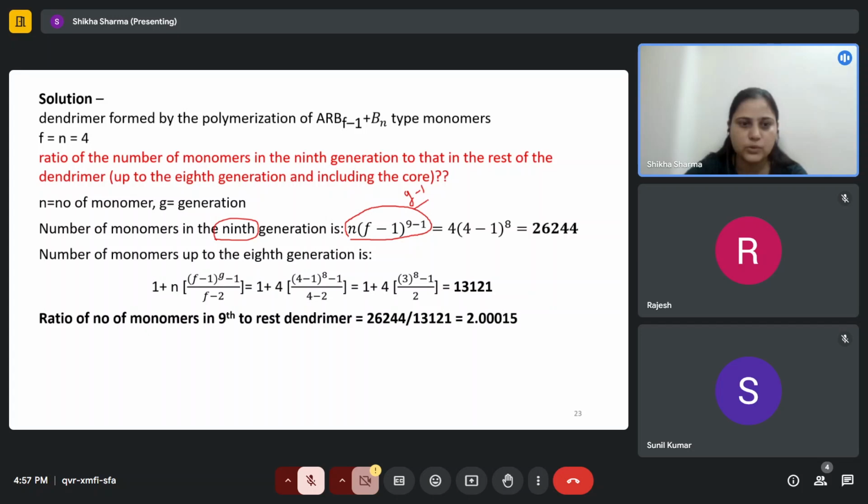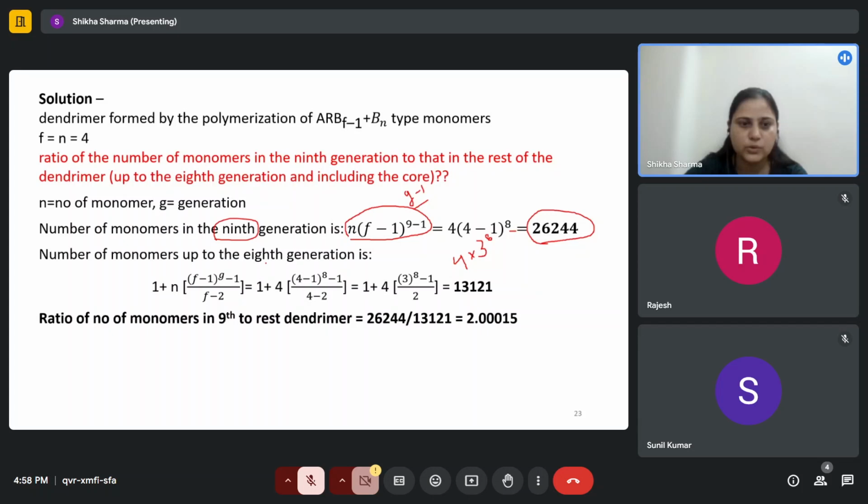Here we can write it as 8, and it is given that f equals n equals 4. So n, the number of monomers, is 4, multiplied by f minus 1, which is 4 minus 1, to the power 9 minus 1, which is 8. So 4 minus 1 is 3, 3 to the power 8 multiplied by 4. So it is nothing but 26244.